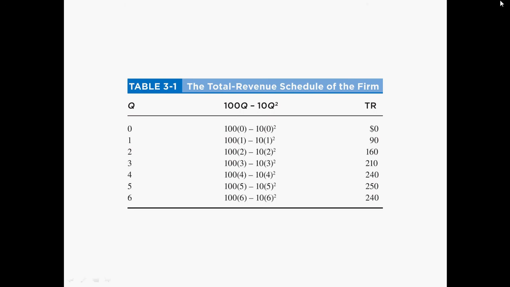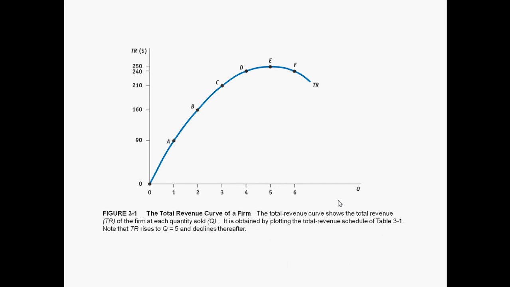Again, this is pretty simple. All you're doing here, where's my mouse? There it is. All you're doing here is plugging in 0, 1, 2, 3, 4, 5, 6, plugging in the values of Q. So you've got an equation in Q here, you've got Q over here, you plug in Q, then it gives you total revenue. So you plug in 100 times 1 minus 10 times 1 squared is 90, 2 times 100 times 2 minus 10 times 2 squared is 160, so on, all the way down. So that's the total revenue schedule of the firm.